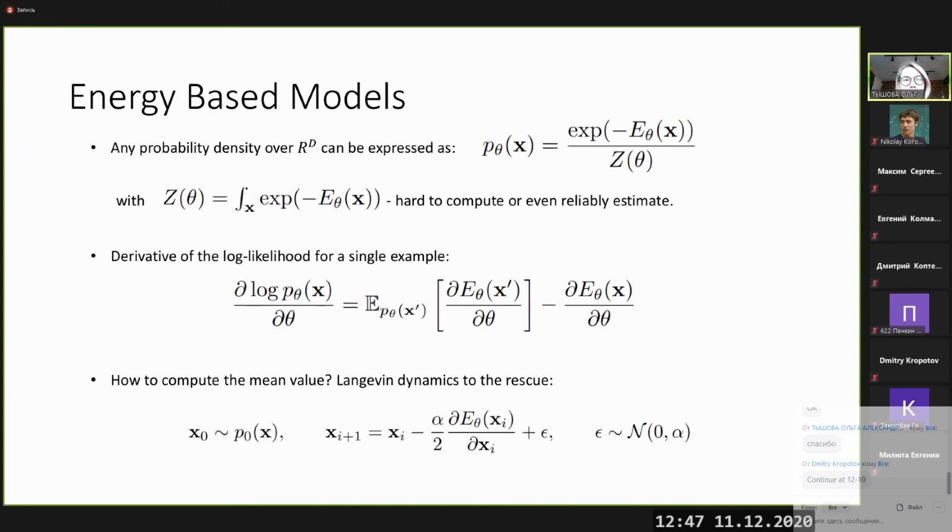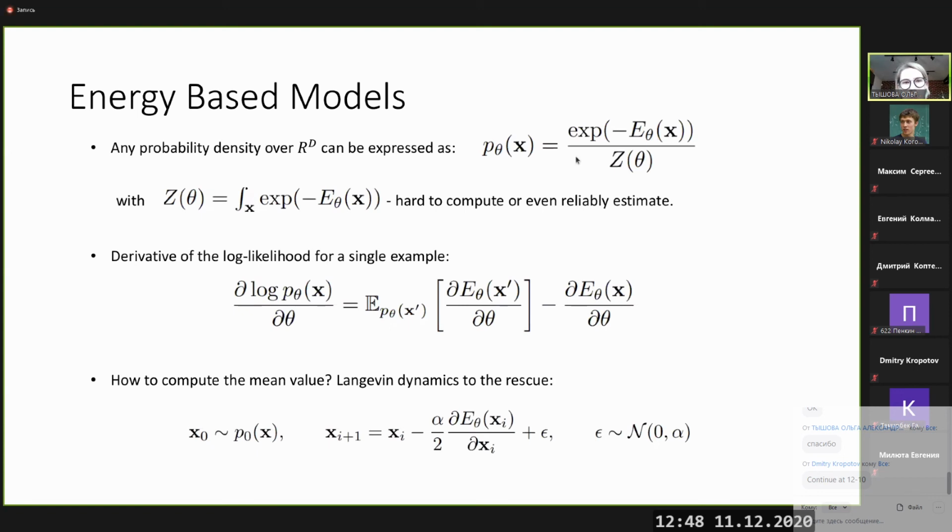Within the concept of an energy-based model, any probability density over some real set can be expressed in terms of the exponent of some energy function divided by some normalizing constant. In fact, this distribution in physics is often named the Boltzmann distribution, and in physics it is used widely. And the normalizing constant, Z of theta, is most times very hard to compute or even to reliably estimate.